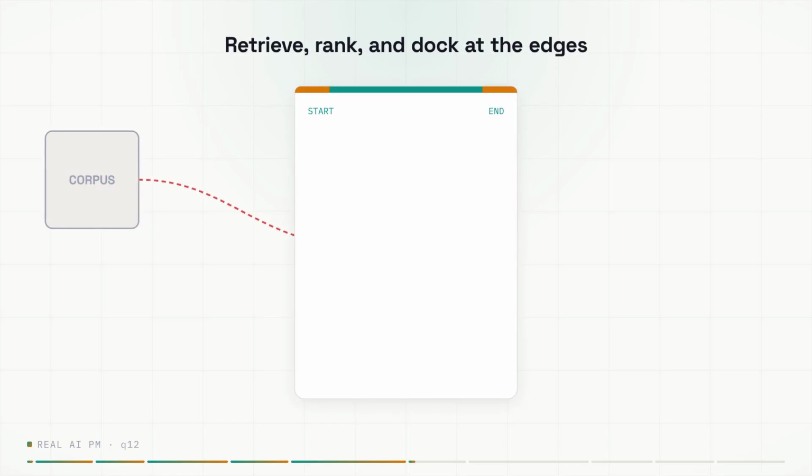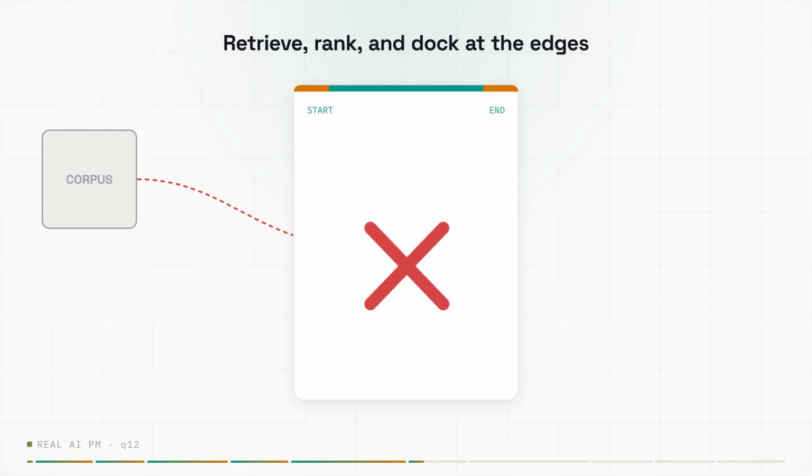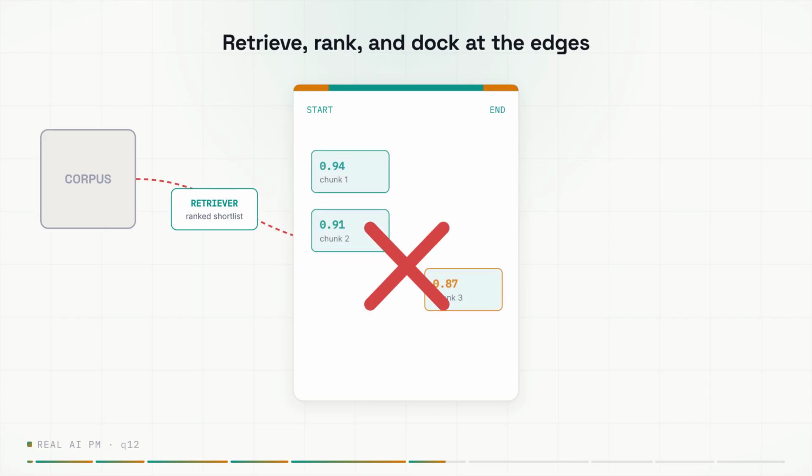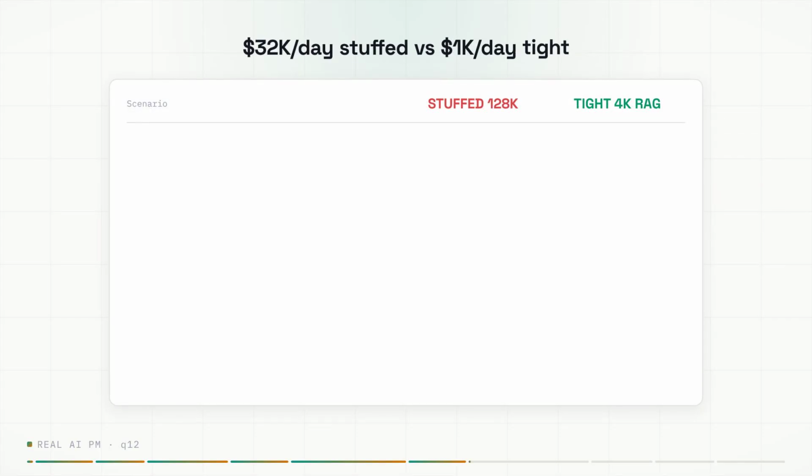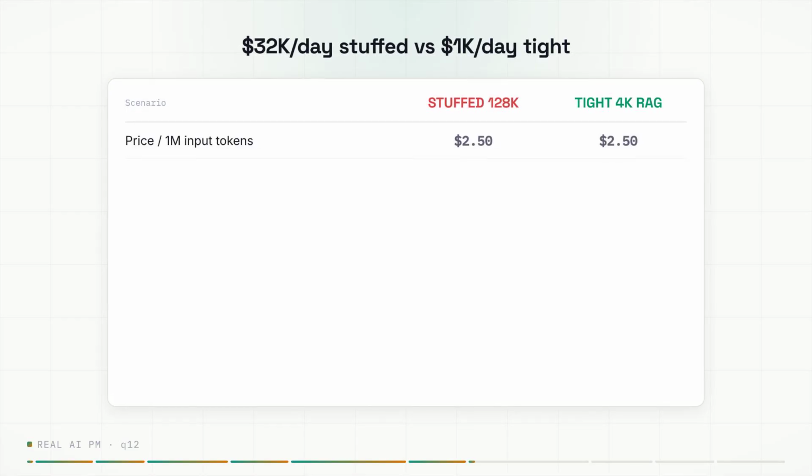The product conclusion writes itself. Don't stuff the whole corpus in just because it fits. Retrieve and rank the most relevant chunks first. Put your most important content at the edges of the prompt, the start and the end, where the model actually attends. And cap your history rather than letting it grow forever. Window size is a cost and quality lever you tune to the job, not a free capacity upgrade you crank to the top. Let me put numbers on it, because that's what makes it land.